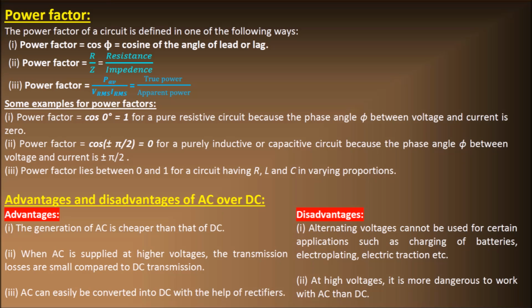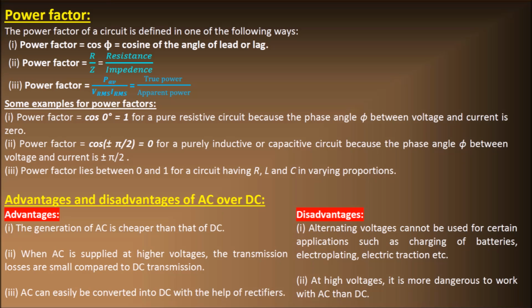The power factor of a circuit is defined in one of the following ways. We can define it in three ways. We will see the first way. Power factor is equal to cos phi, which is the cosine of the angle of lead or lag. Once you know the angle between the current and voltage, you can call it a lead angle or a lag angle. If you take the cosine of that angle, that is called what?